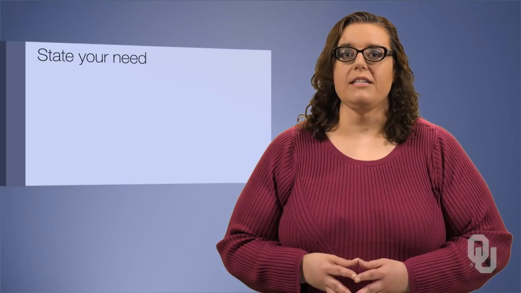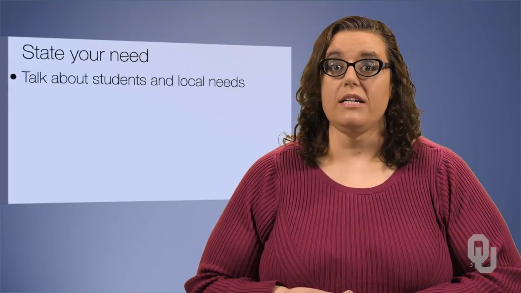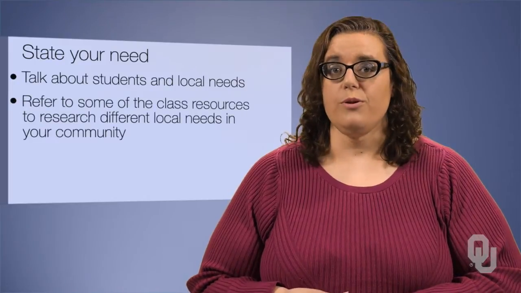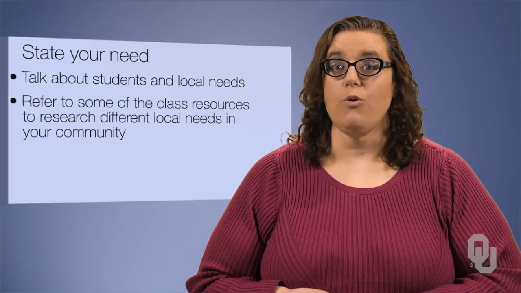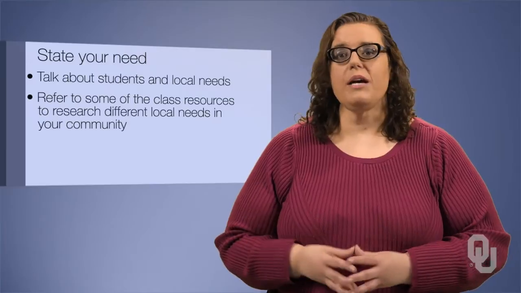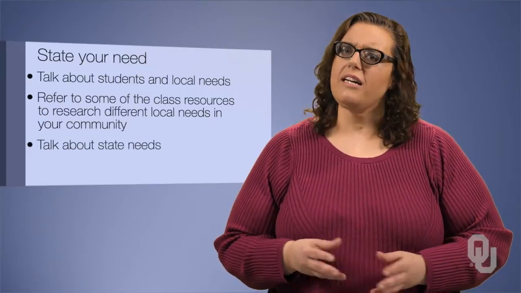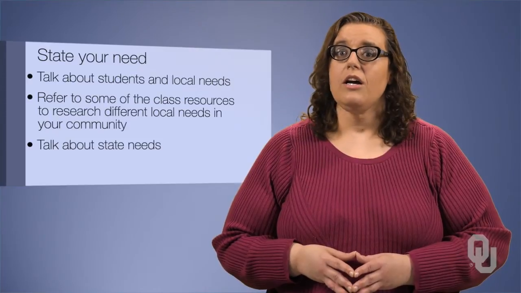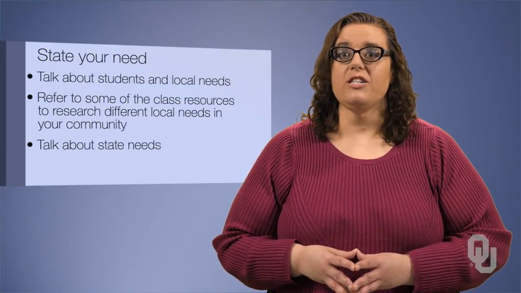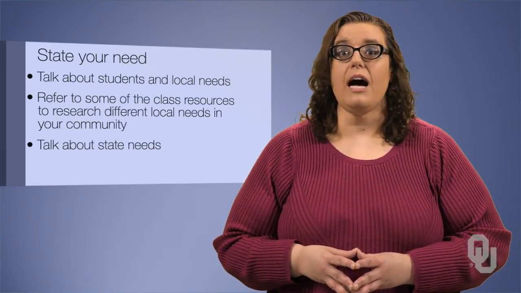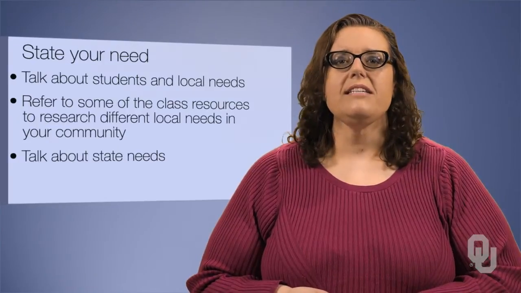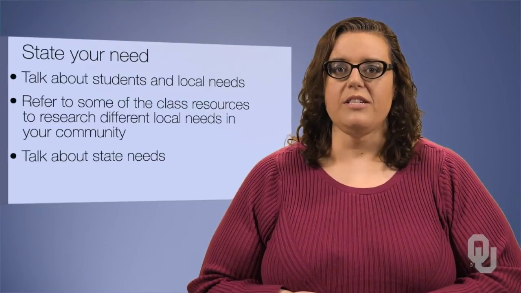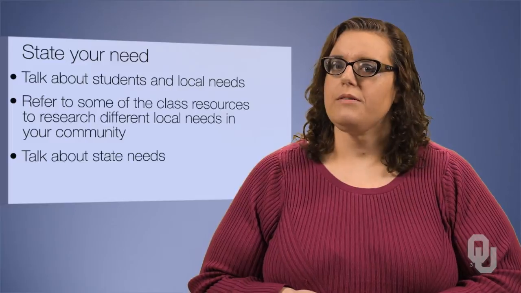State your need. For a formal grant, you may have an opportunity to establish your needs in different ways. It is always a good idea to talk about your students and local needs. Refer to some of the class resources to research different local needs in your own community. You may also be able to talk about state needs. Has the governor made a statement about the need to improve STEM education in this state? Is there state reform going on in education that you worry your students may not be prepared for? Is there an industry that is prevalent in your state that needs trained employees?